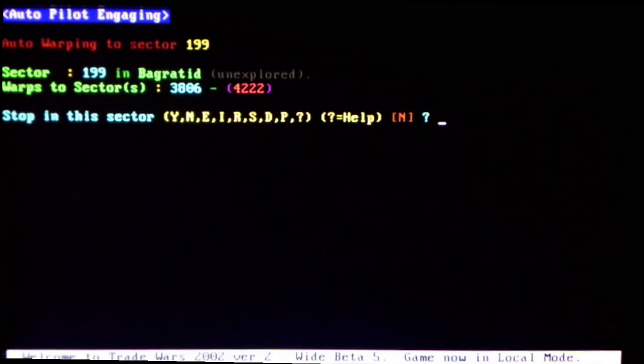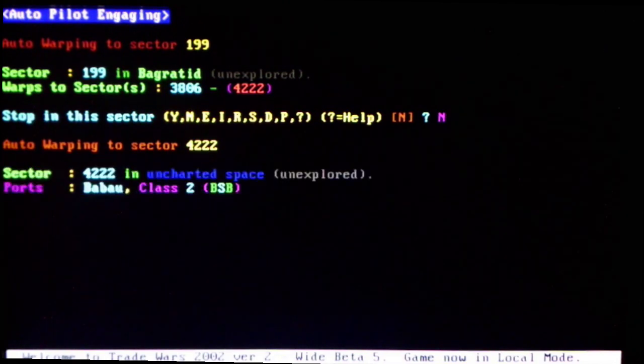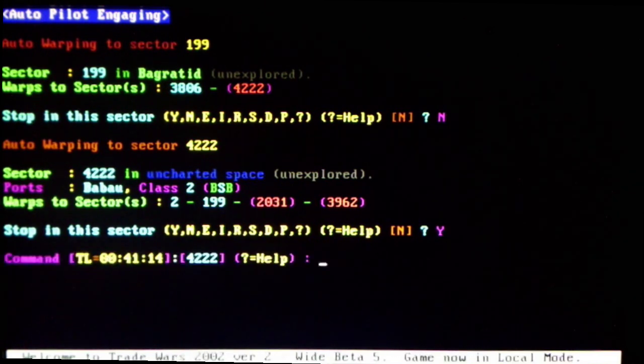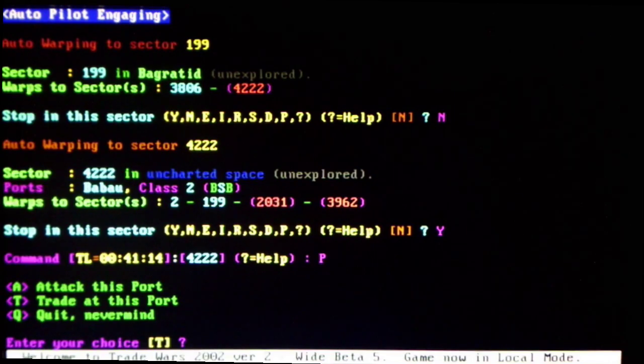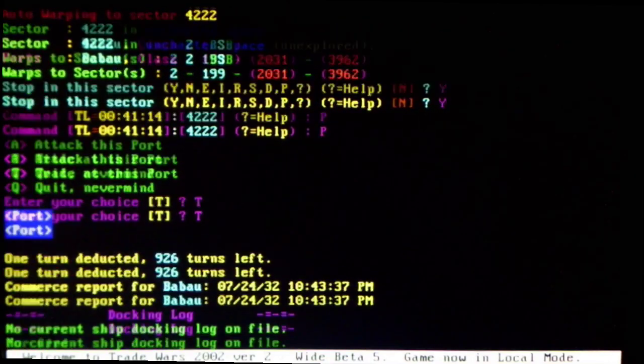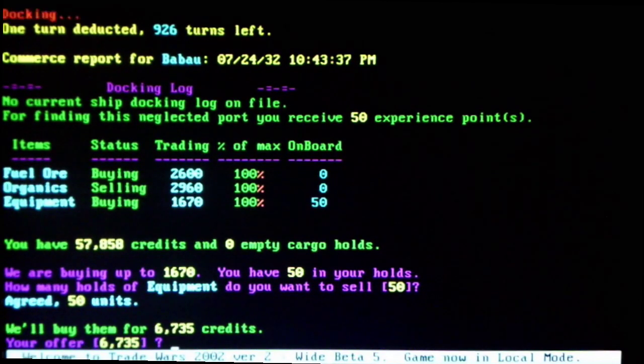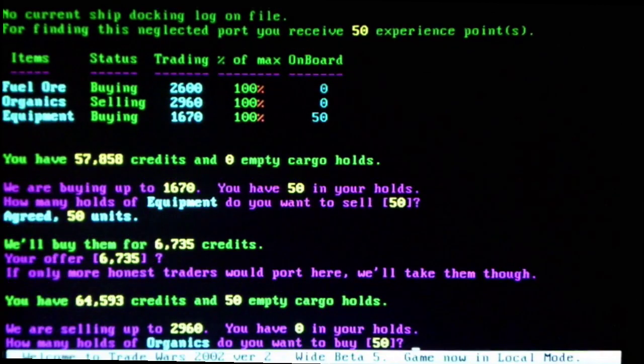Doesn't appear to be anything there. Let's not stop. Let's stop here. And let's port. And trade. Sell some equipment. Looking good.